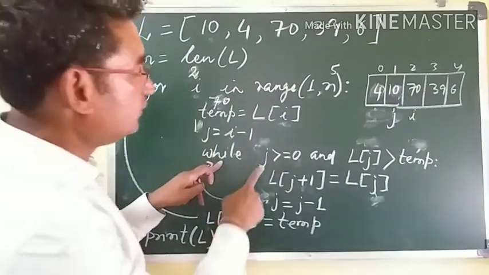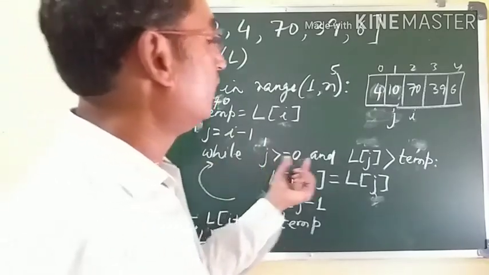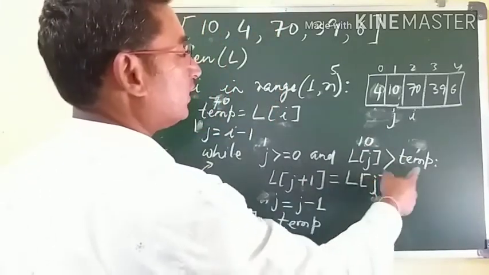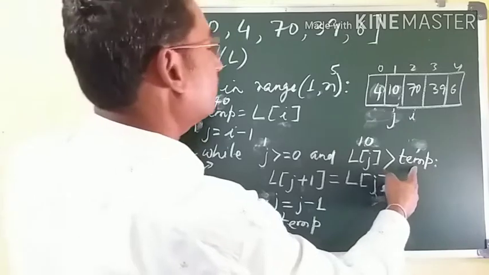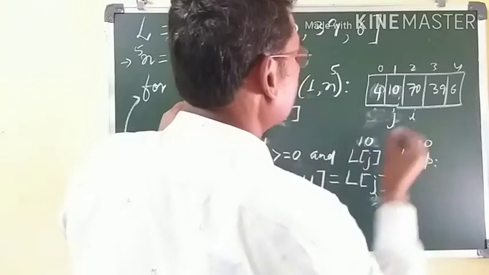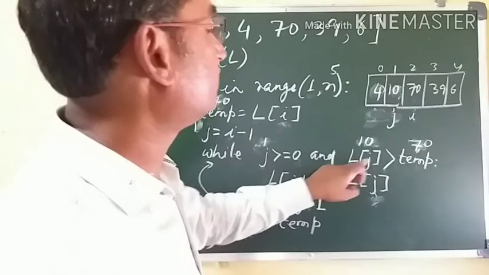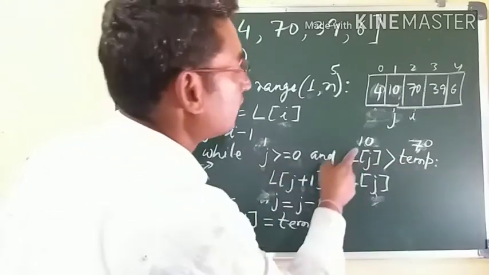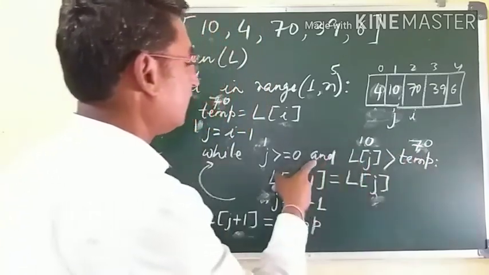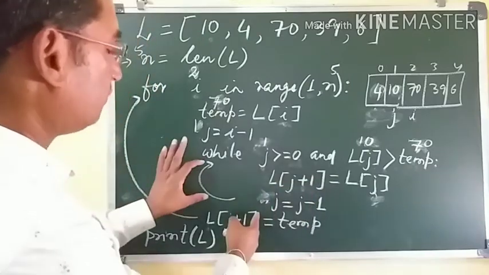And now while J greater than or equal to 0, the value of J is 1 here. 1 greater than 0, this condition is true. And L of J is L of 1, which is 10 here. 10 greater than temp. You can see here, 10 is greater than 70? This is false. If it is false, and it is written here, then these two statements will not be executed.